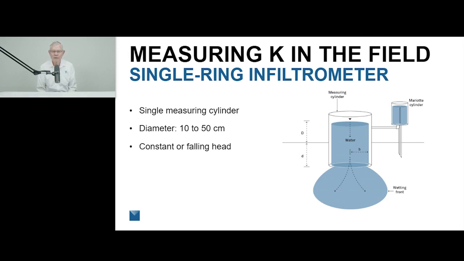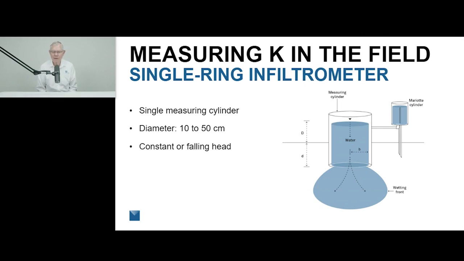One of the first methods used for these measurements was the single ring infiltrometer that I've diagrammed here. The ring is pounded into the ground and water is applied. The applied water can be kept at a constant level, and we call that a constant head, or we can let the head decrease with time as water enters the soil, and we'll call that a falling head. Measuring the rate of infiltration and the head at which water infiltrates provides the information needed to compute hydraulic conductivity.